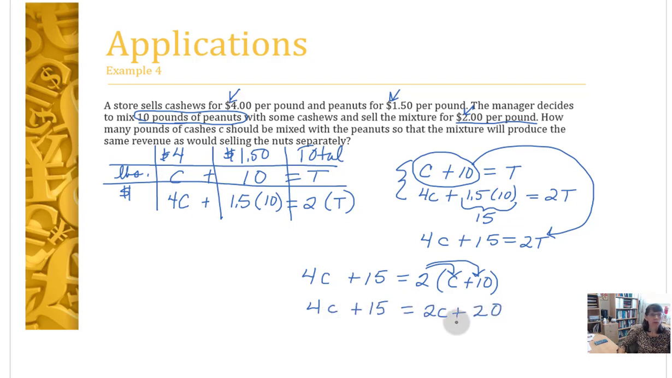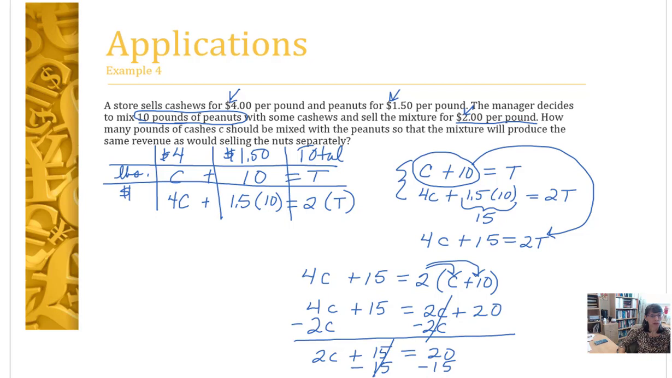This time I've got a variable on each side of the equation and a constant term on each side. So I have to make sure that I'm going to collect all variables on one side. I'll subtract 2C from each side so that I can eliminate it from one side and collect it on the other. I now have 4 minus 2, which is 2C, plus 15 equals 20. If I subtract 15 from each side, I'll be able to collect those constant terms. I now have 2C equals 5.